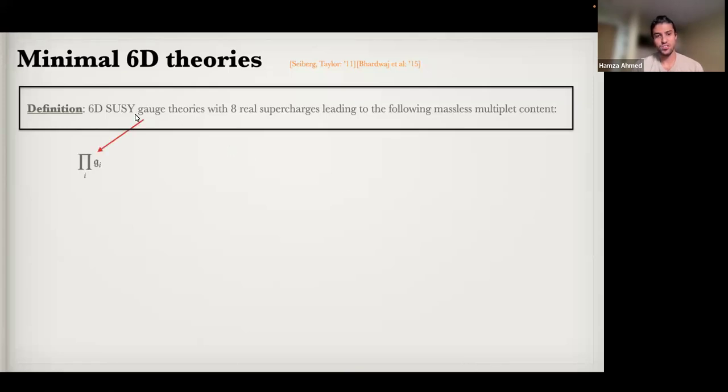When I say gauge theories, for now I'm just associating some product of simple Lie algebras to this 6D theory. And throughout the talk, I won't be careful about the group, so we'll only talk about the algebras.